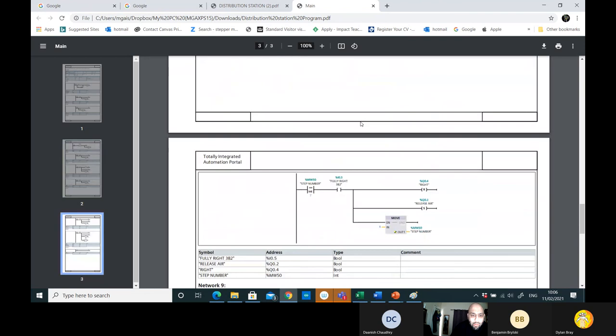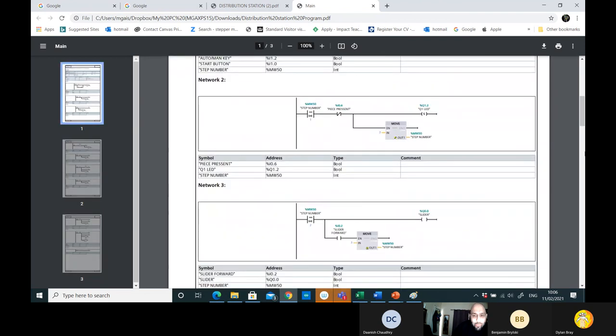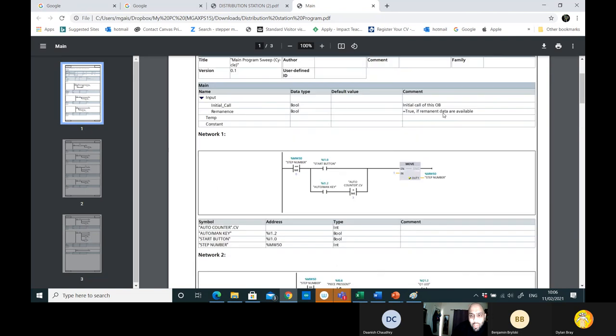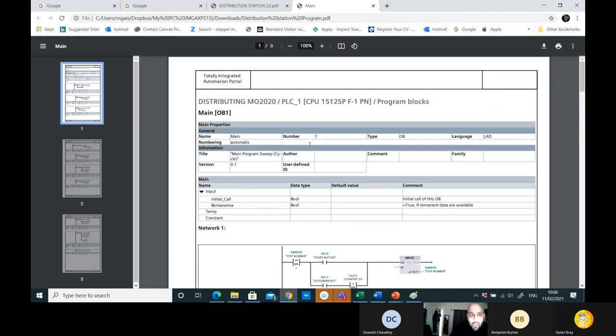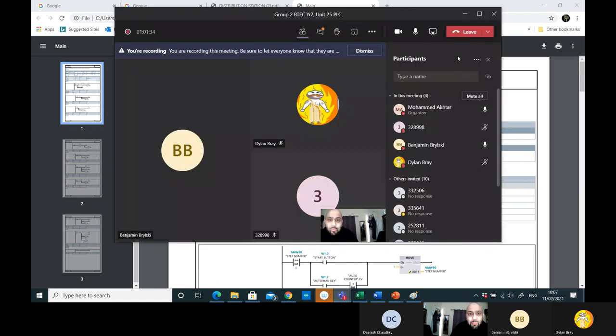So it's quite a simple program, really, compared to the other programs, the other devices and stations that we have. This is the most simple one of all, okay? So hopefully that was quite useful for you, okay? And so we're going to go back into Teams. Do you have any questions, anyone?